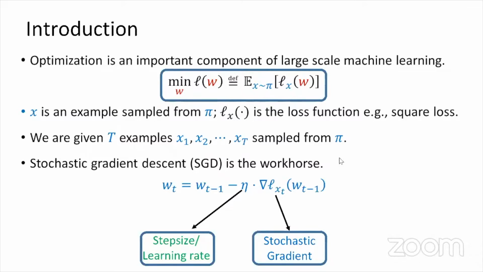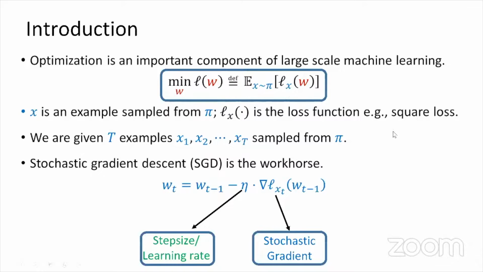Hopefully this will not be too repetitive, but because there's a 24-hour gap between yesterday and today, I just want to give a little bit of introduction. As we saw yesterday, optimization is an important component of large-scale machine learning, and most of the optimization problems that we encounter are of the following form, where we want to minimize a loss function L of W over W. The loss function is usually defined as an expectation over some data points distributed according to some distribution pi, with a loss function for each data point x.